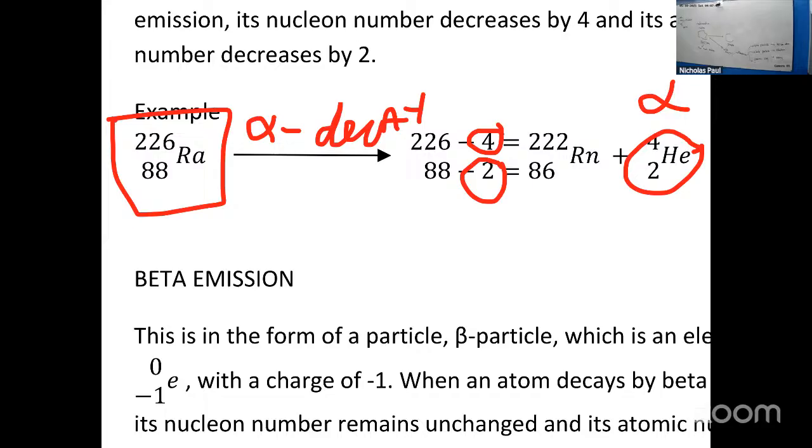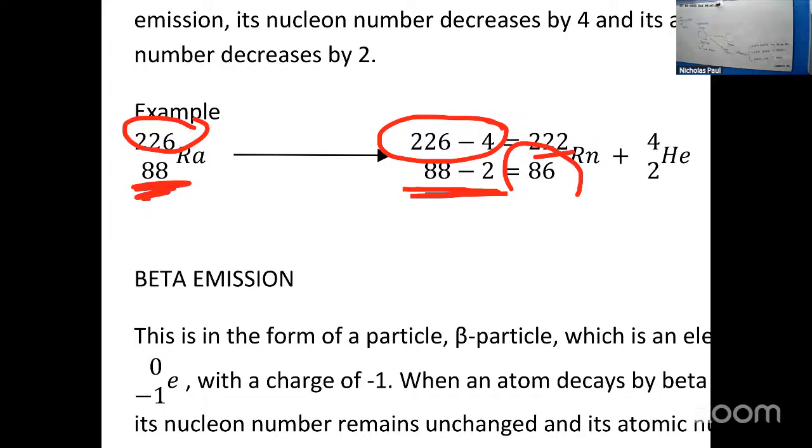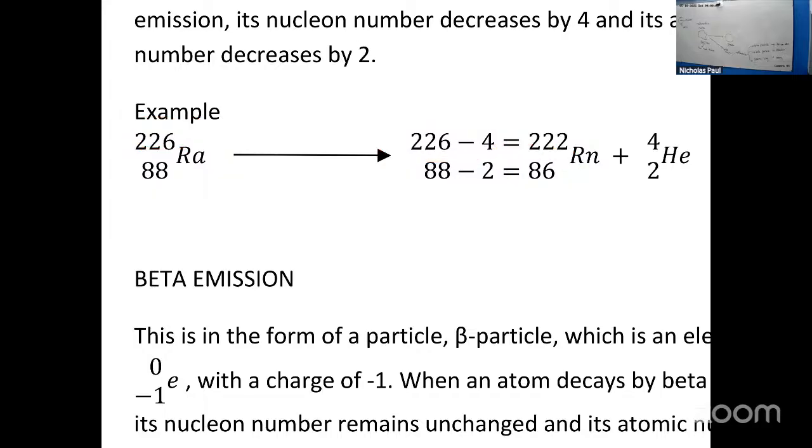You see that? Watch closely. It used to be 226. Now it's 226 minus 4, which is 222. The atomic number was 88. It lost 2, so it's now 86. So what you will learn in radiation is that whenever something undergoes alpha or beta or gamma, we have to balance the equations. In physics, balance simply means your mass number on the left-hand side must be equal to your mass number on the right-hand side.